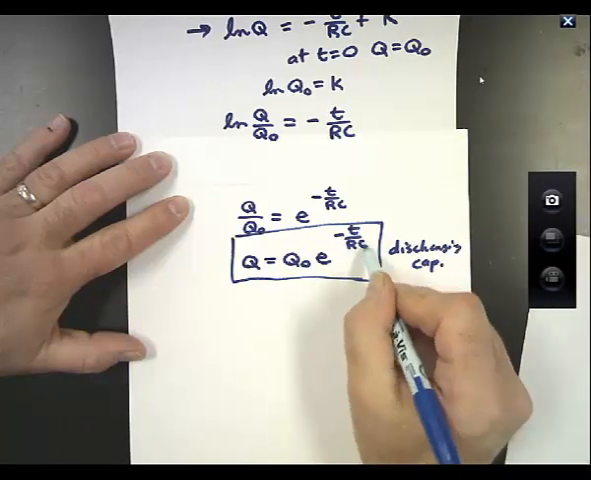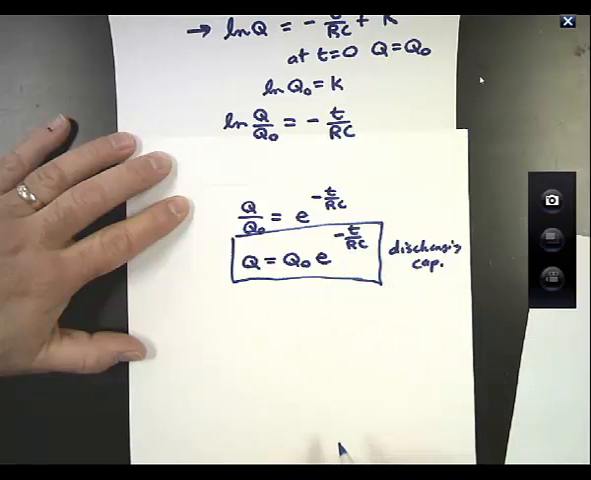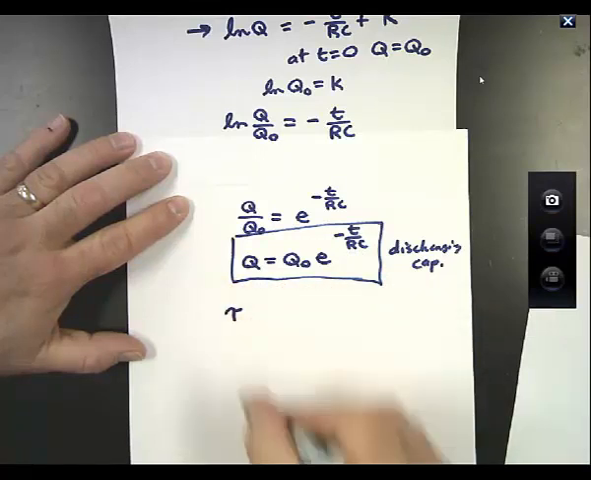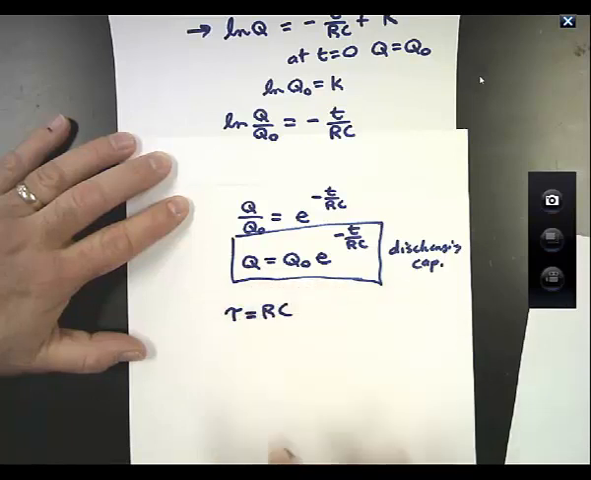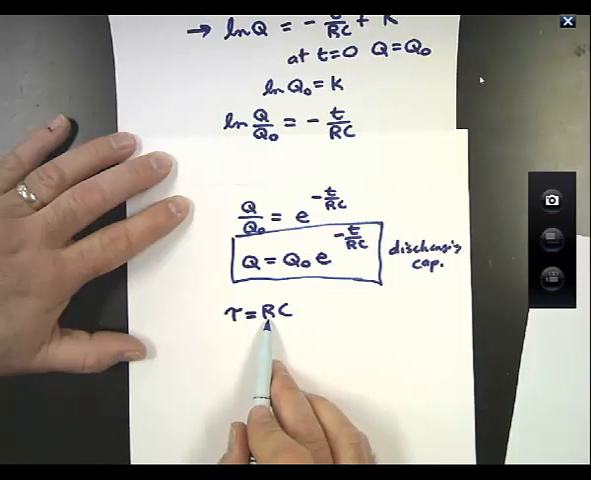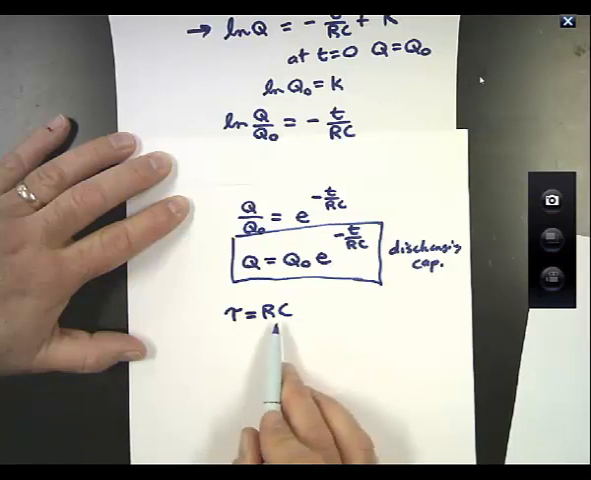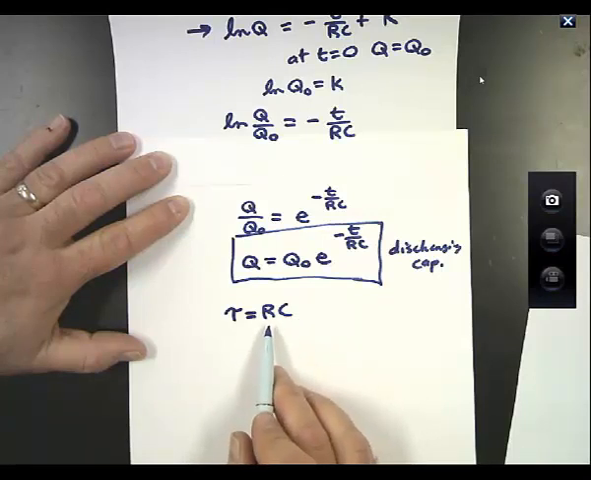Now this little RC here is actually kind of a special thing. We're going to have a special symbol, a little tau, and that equals RC. Now believe it or not, you can prove it to yourself that the units of ohms and the units of farads, when multiplied together, give you units of seconds. And I challenge you to, for a few seconds, figure that out and prove to yourself that it's true.